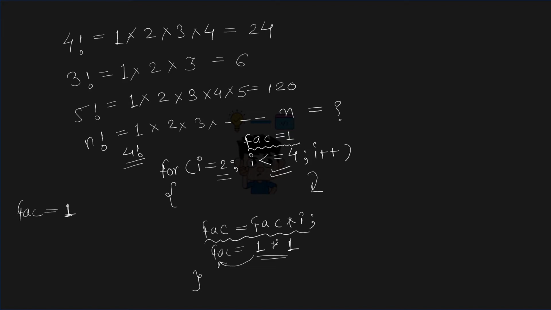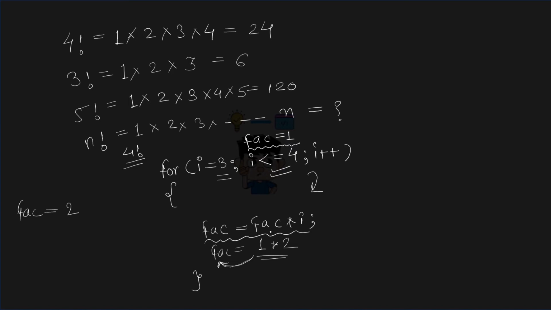Then what is the value of fact now? Value of fact is 1. Now, what is the value of i? Value of i is 2. Then 2 into 1 is 2. Then the 2 is stored into the fact variable. Then here we write 2. Then again increment i by 1. The value of i becomes 3 from 2. Then again check the condition. Is 3 less than or equal to 4? Yes. Then again jump inside the for loop.